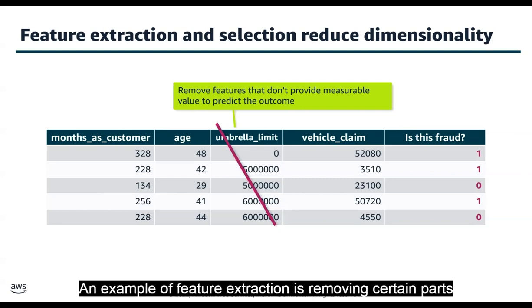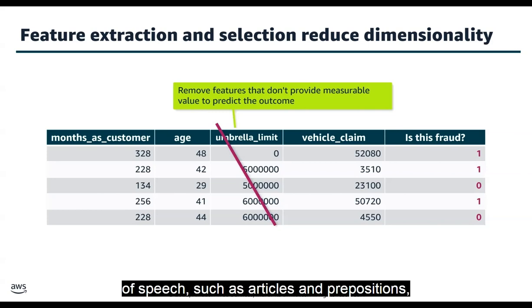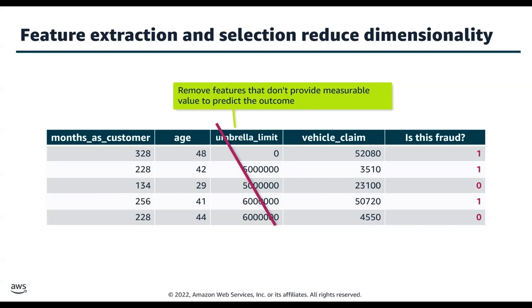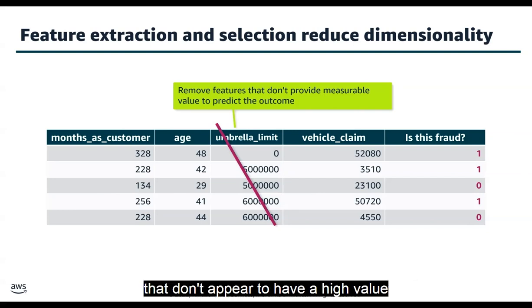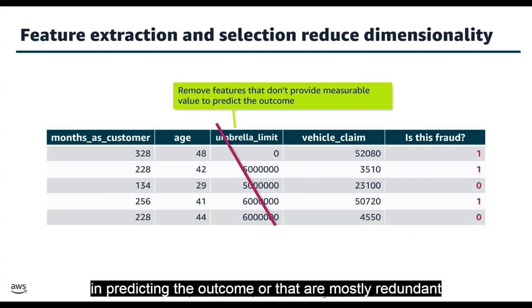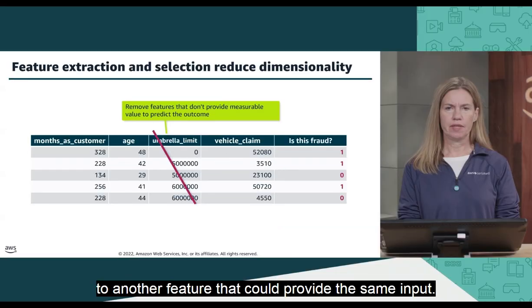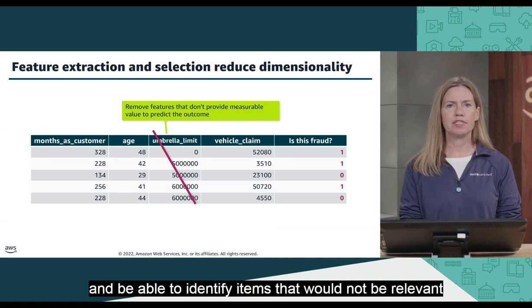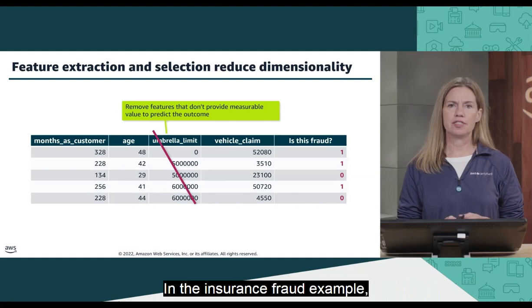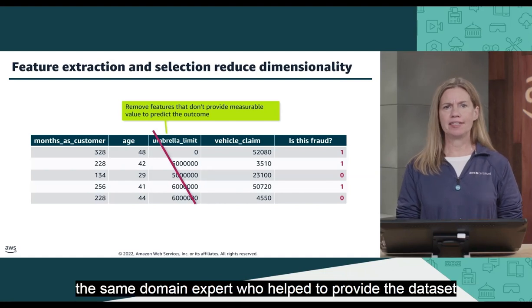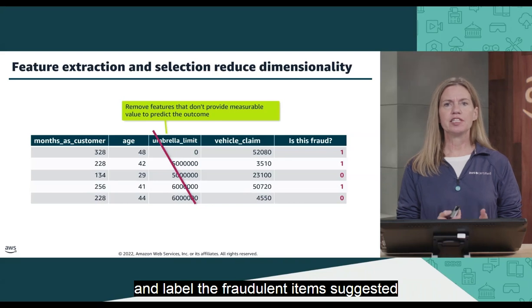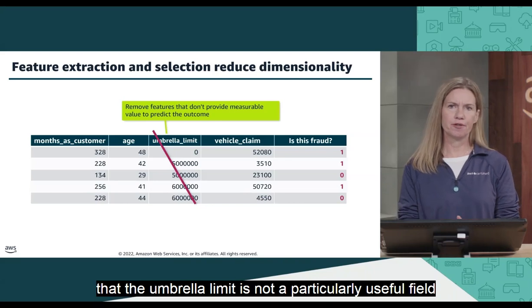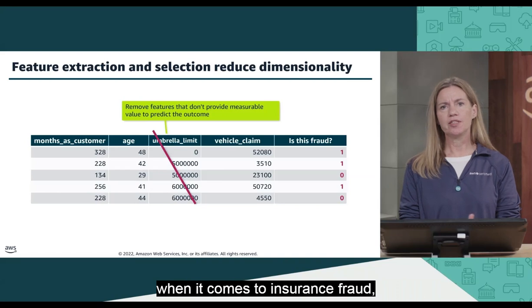An example of feature extraction is removing certain parts of speech, such as articles and prepositions, from a natural language processing dataset. Feature selection means removing features that don't appear to have a high value in predicting the outcome or that are mostly redundant to another feature that could provide the same input. A domain expert might look at a set of features and be able to identify items that would not be relevant to the business problem. In the insurance fraud example, the same domain expert who helped to provide the dataset and label the fraudulent items suggested that the umbrella limit is not a particularly useful field when it comes to insurance fraud, so that feature could be removed.